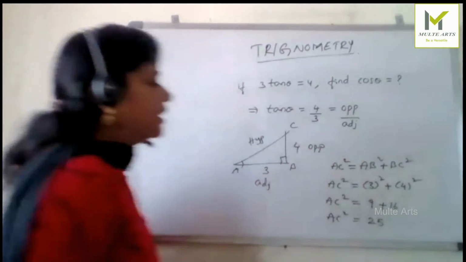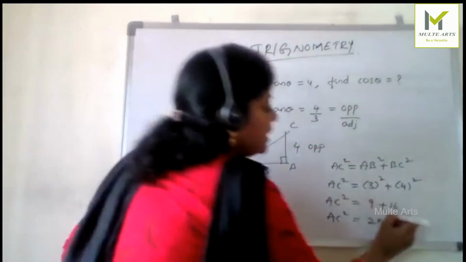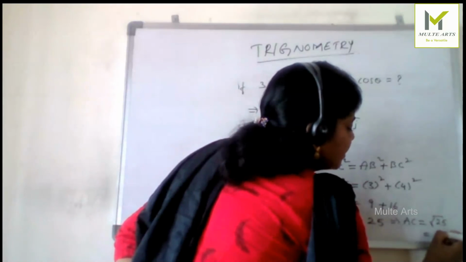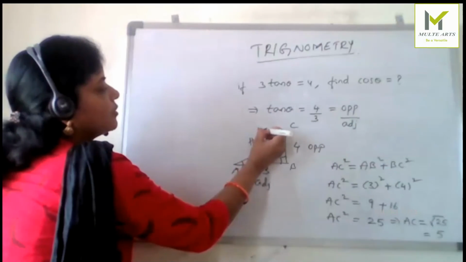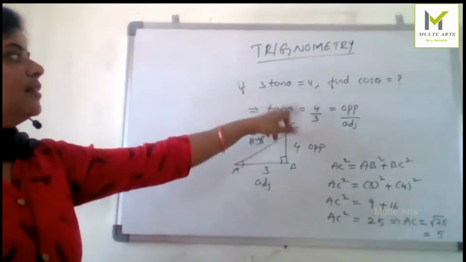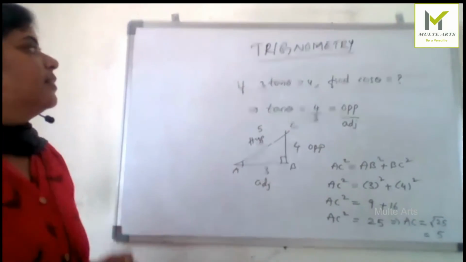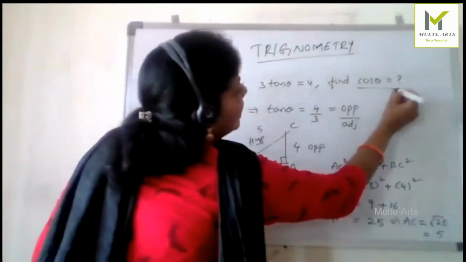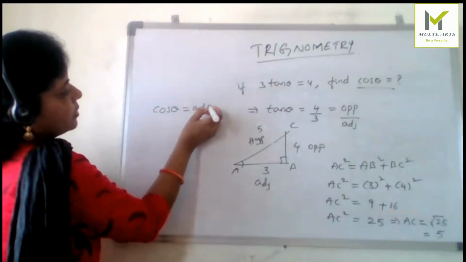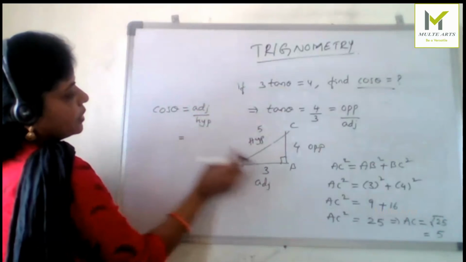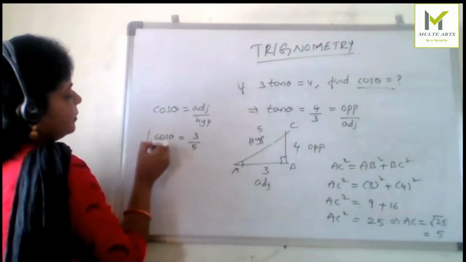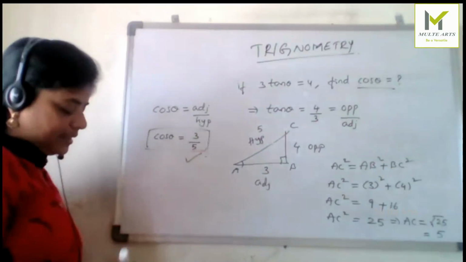So we know that AC square equals 25. From this we can write AC equals square root of 25, which is 5. So our hypotenuse value is 5. This is how we can easily find the third side using the trigonometric ratio formulas. Now we have to find the value of cos theta. Cos theta is adjacent by hypotenuse, which is equal to 3 by 5. So cos theta equals 3 by 5, which is the required answer.